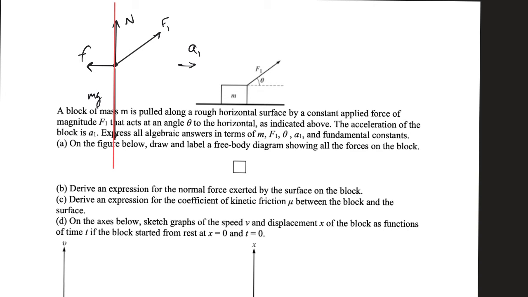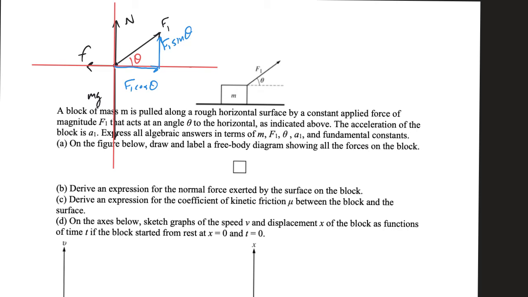I think this one's pretty easy, straightforward, right there. It's accelerating horizontally, so I want this to be horizontal. This is theta, and we've got F1 cosine theta here, and F1 sine theta there. Acceleration is not a force and doesn't really have a place on the force diagram, but it's appropriate to know what direction the acceleration is.